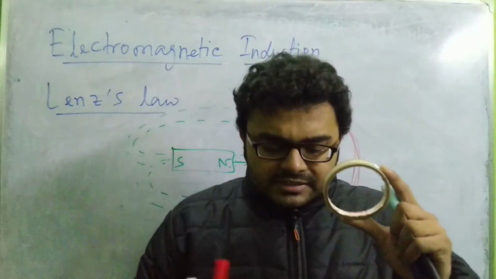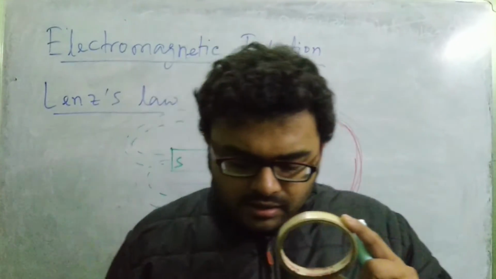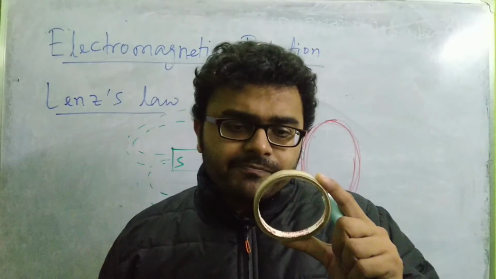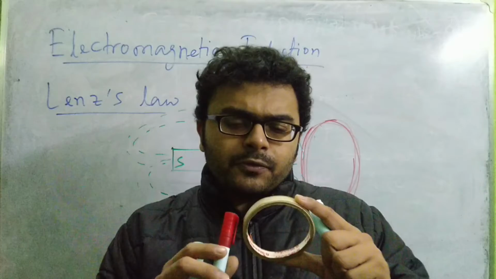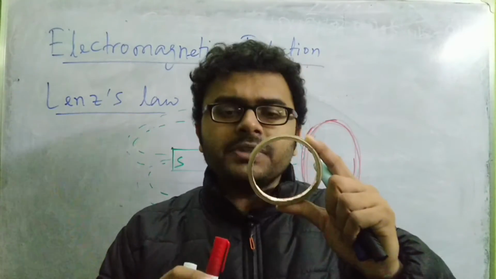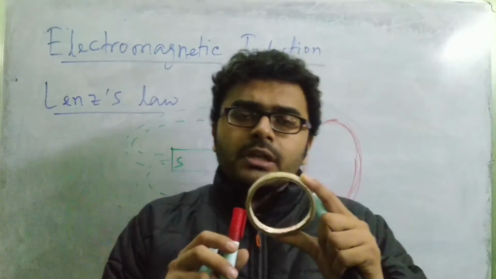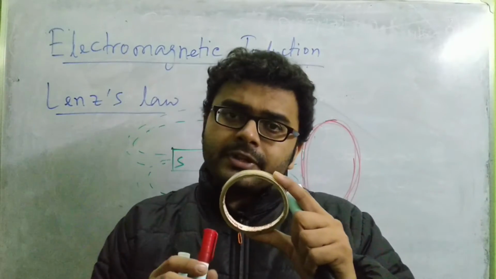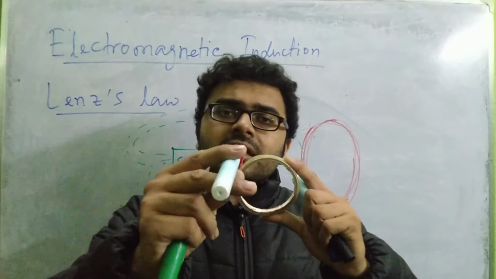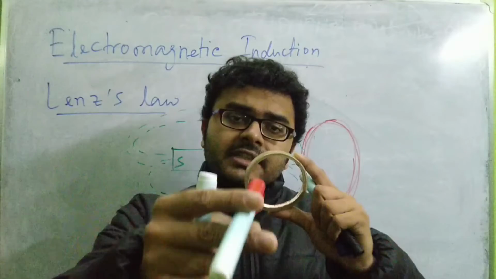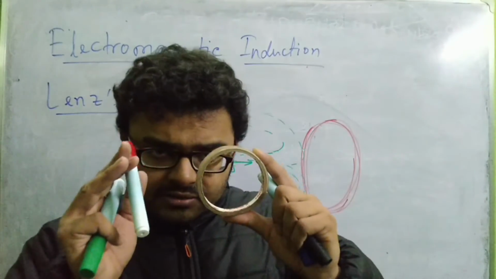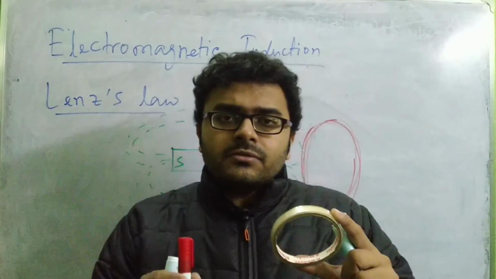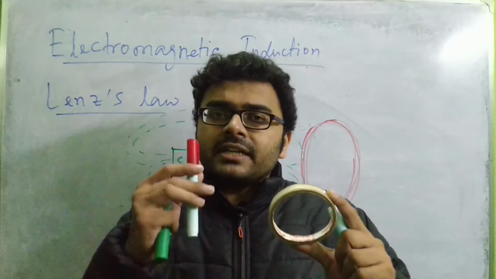Now what does Lenz's law say? Lenz's law says that the current will flow in this conducting loop in such a direction that it will produce a magnetic field which will oppose the original magnetic field that is producing the current itself. Is it clear? Just pause the video, rewind it and listen to it again.